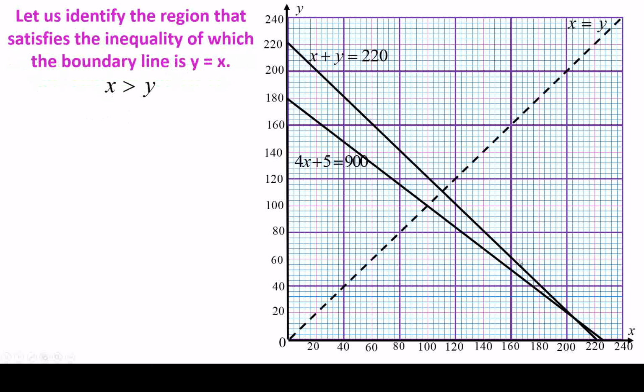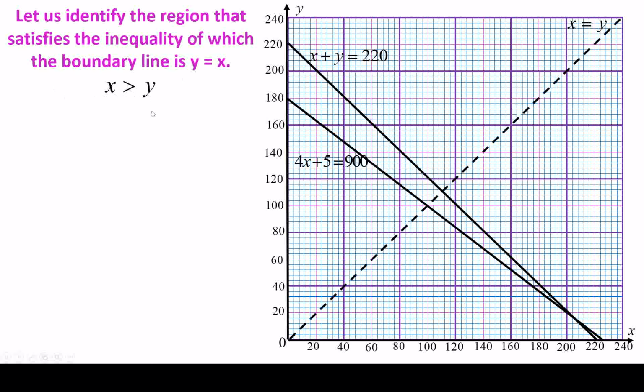Let us identify the region that satisfies the inequality of which the boundary line is y is equal to x. The boundary line is this line, y is equal to x, written x is equal to y on this occasion, but there is no discrepancy. The inequality is x is greater than y.